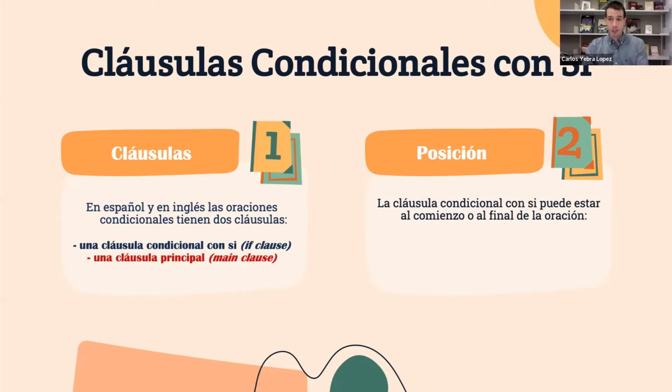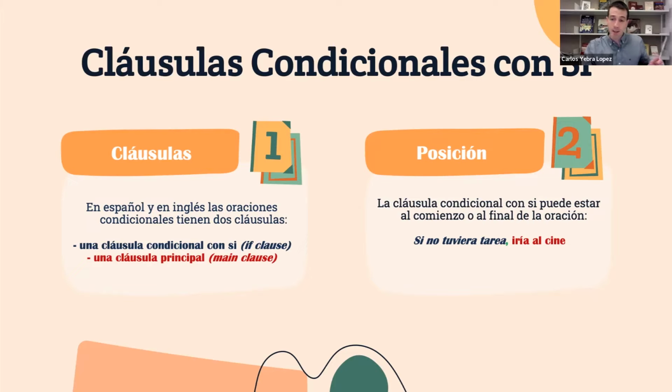Now, it's important to notice that the conditional clause with if or sí can be at the beginning or at the end of the sentence. Now, if it's at the beginning of the sentence, then we need to write the if clause, comma, and then the main clause. As in, si no tuviera tarea, iría al cine. If I didn't have any homework to do, then I would go to the cinema. To mark that transition between the if clause and the main clause, we write a comma.